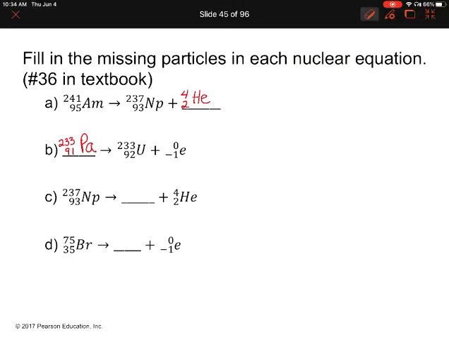Okay, now for part C, we're trying to figure out what the daughter nuclide is. So we've done this quite a bit now. We're starting with neptunium, and we're seeing some alpha decay here. So on the left, for the mass number, we have 237, and that will equal our unknown mass number plus 4. So if we rearrange, 237 minus 4 is equal to 233.